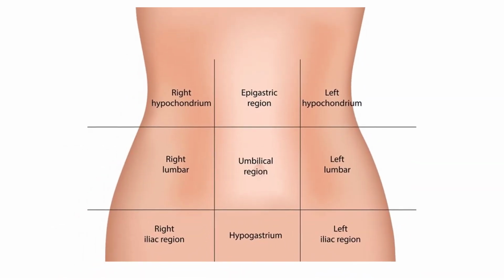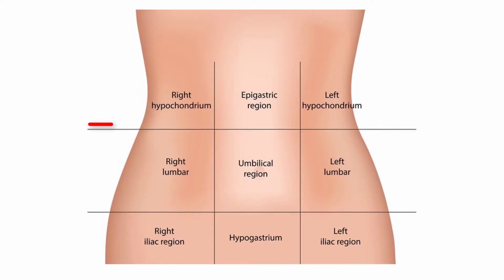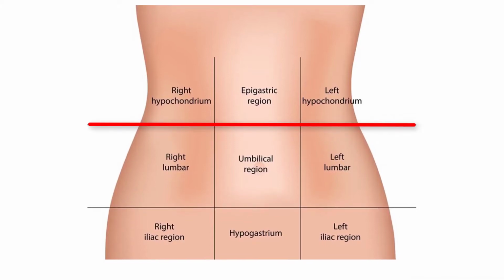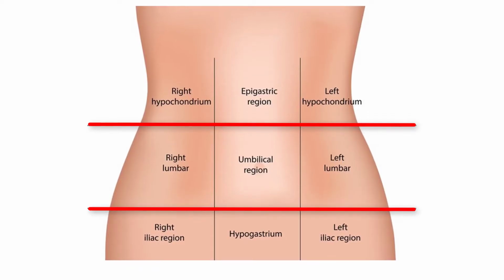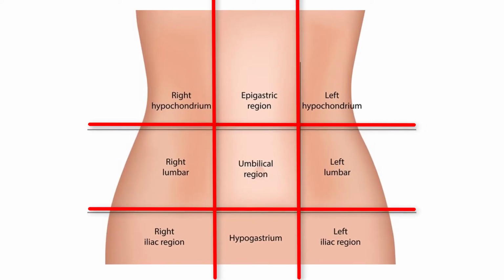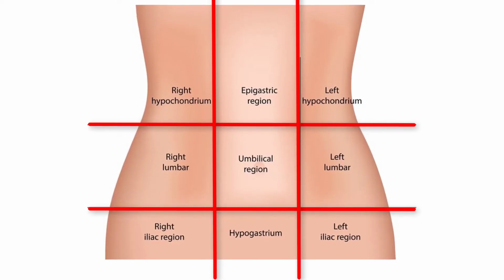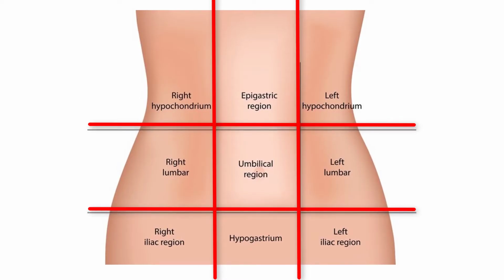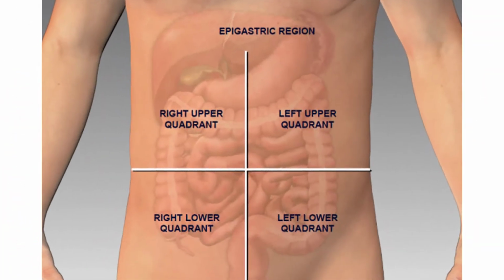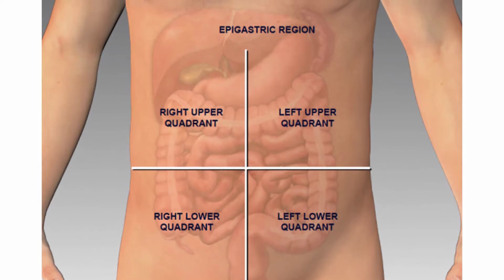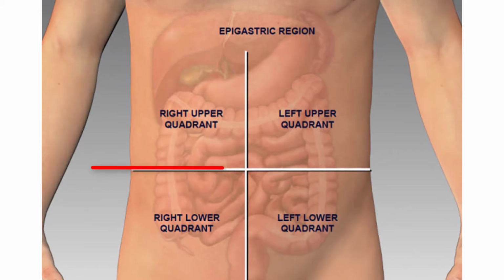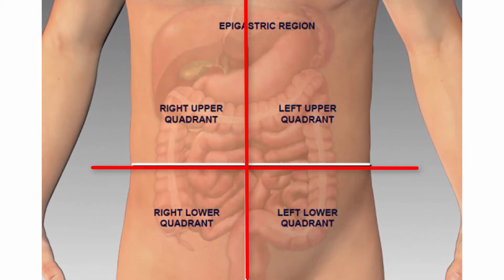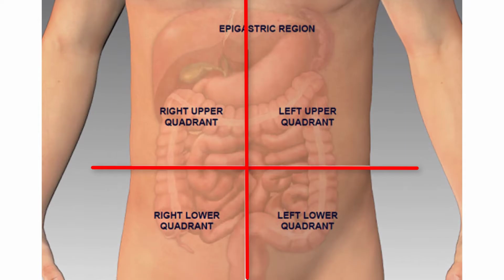The more detailed regional approach subdivides the cavity with one horizontal line immediately inferior to the ribs, and one immediately superior to the pelvis. Also, 2 vertical lines are drawn as if dropped from the midpoint of each clavicle or collarbone. There are 9 resulting regions. The simpler quadrants approach, which is more commonly used in medicine, subdivides the cavity with one horizontal and one vertical line that intersect at the patient's umbilicus or belly button.